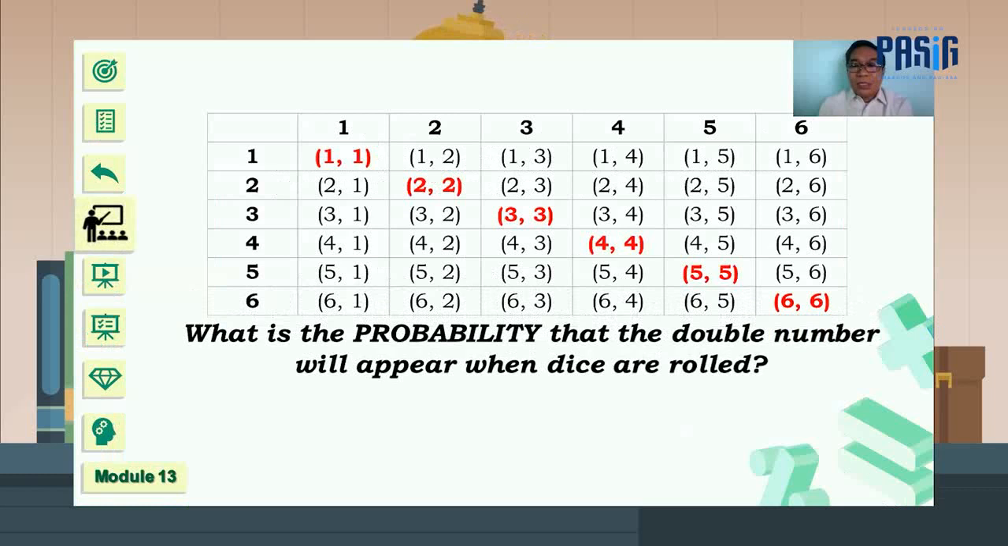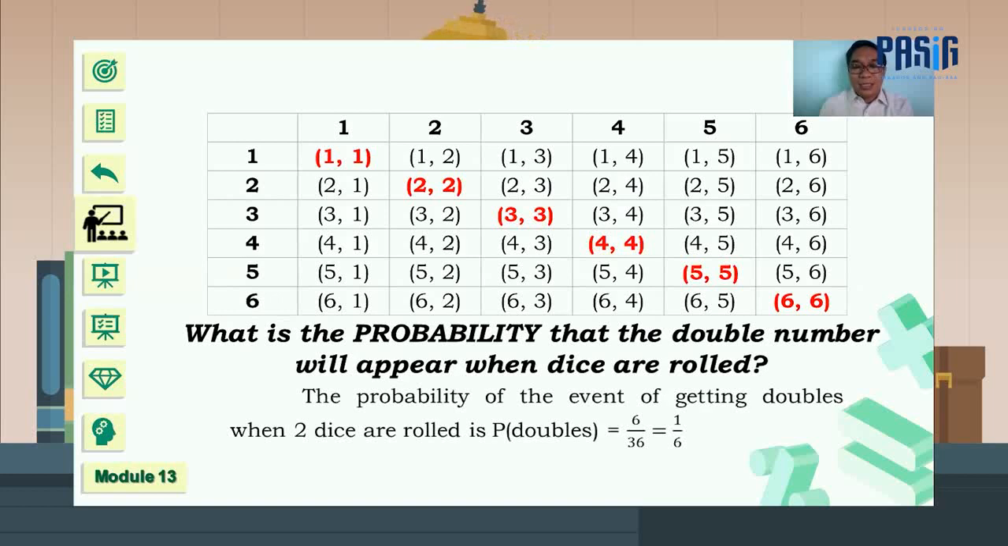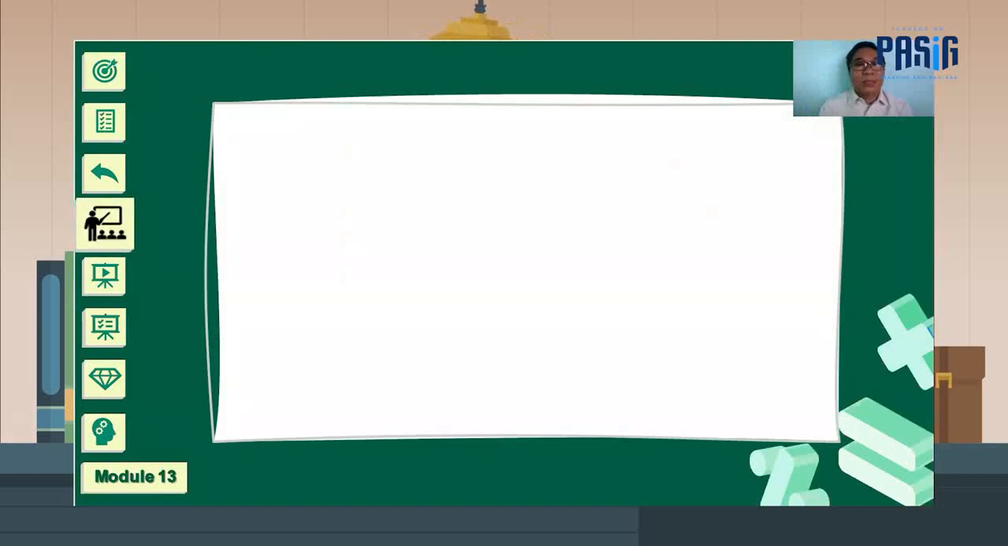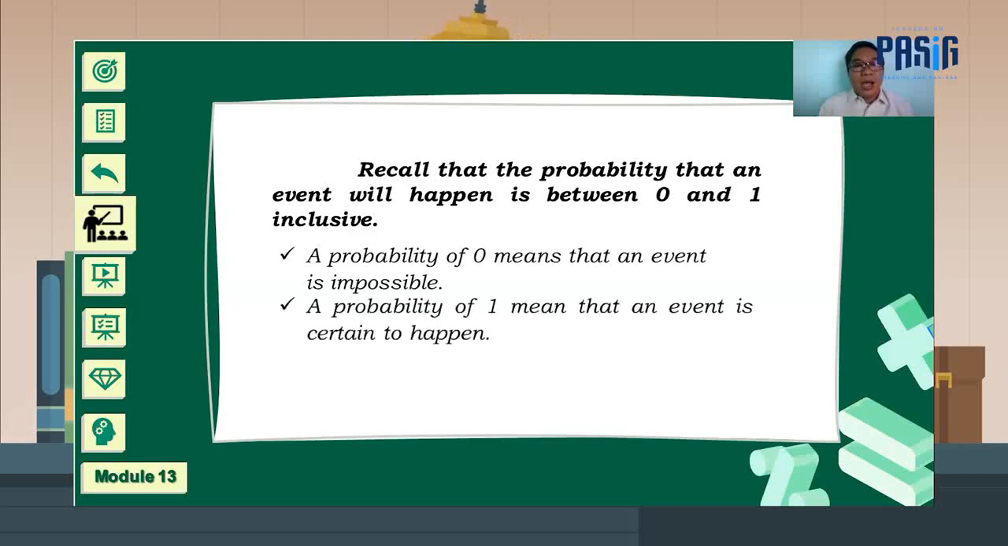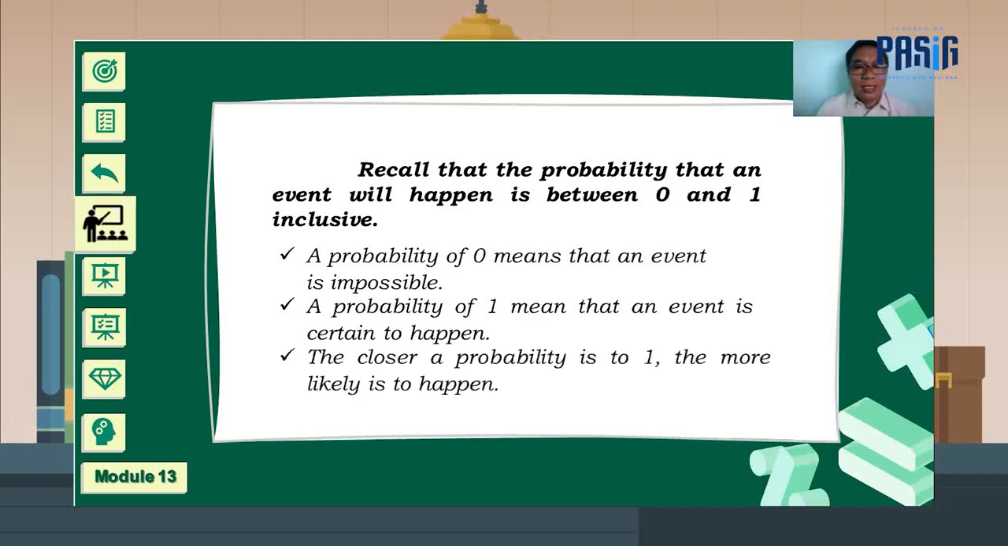What is the probability that a double number will appear when dice are rolled? That is 6, the favorable outcomes, divided by the number of possible outcomes in the sample space, which is 36. So P(doubles) is equal to 1 over 6. Recall that the probability that an event will happen is between 0 and 1, inclusive. A probability of 0 means that an event is impossible. A probability of 1 means that an event is certain to happen. And the closer a probability is to 1, the more likely it is to happen.